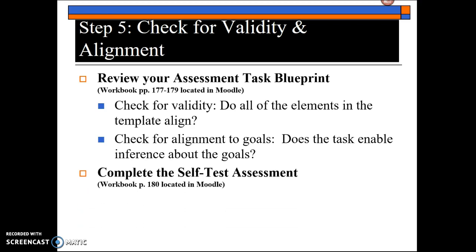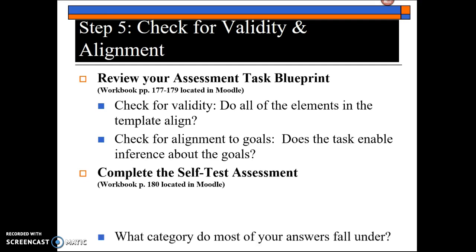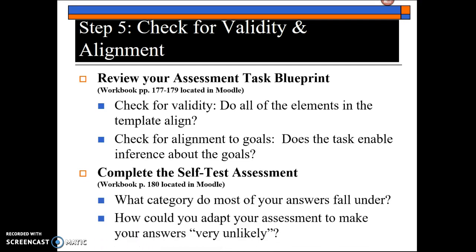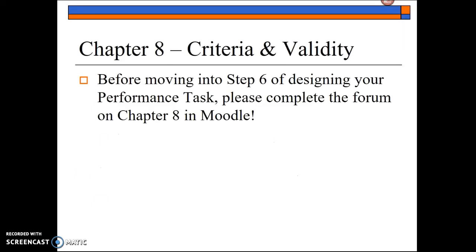Additionally, I would suggest that you complete the self-test assessment, which is workbook page 180, and that's going to ask you questions which are very similar. Can a student do well on the assessment but not actually have an understanding of the knowledge that you are working with? So that's step 5. Neither one of these needs to be submitted, but these are just steps to check that your task blueprint is fully aligned and is actually measuring what you want from your stage 1 draft.